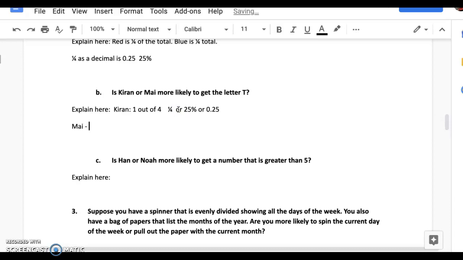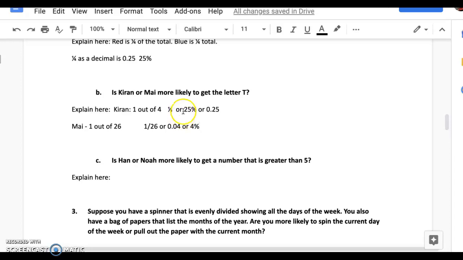For May, she had to pick letters from all of the alphabet. Well, there's still only one T in the alphabet, except now it's 1 out of 26 total letters, or 1 fraction bar 26. Let me do some quick math. If I'm trying to find the decimal, you have to do 1 divided by 26, and I get 0.038 and a bunch of other numbers. Just going to stop there. I want to round to 0.04, or that's 4%.